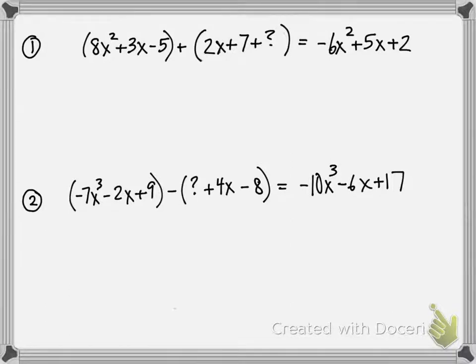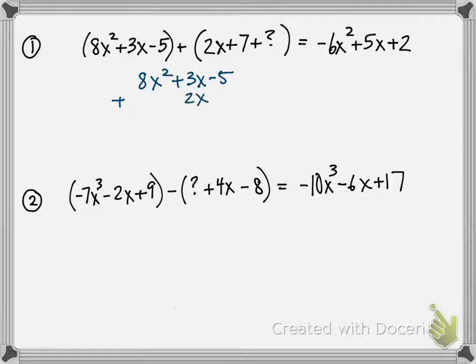For these two examples, you're given the sum and the difference of polynomials, and you're asked to find a missing term that fulfills that sum or difference. So sometimes it helps for these to write them stacked. So for number 1, 8x squared plus 3x minus 5, and you're adding that to 2x.